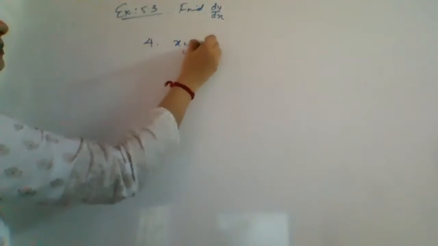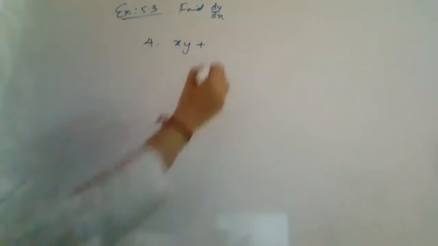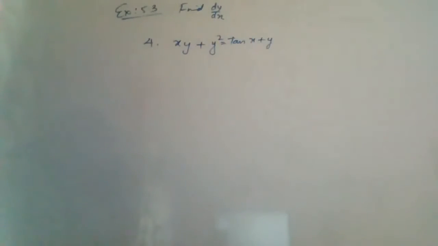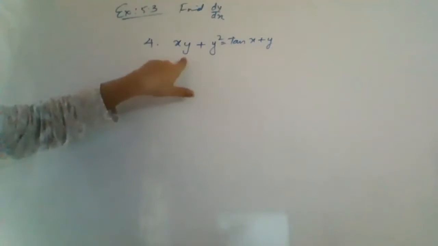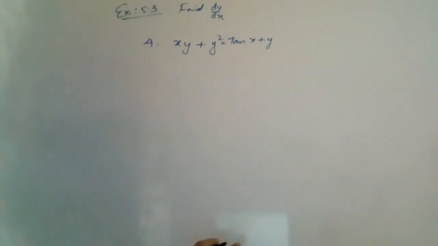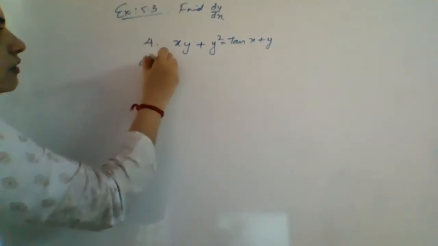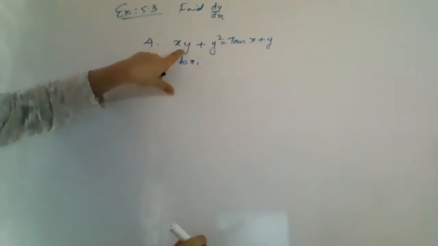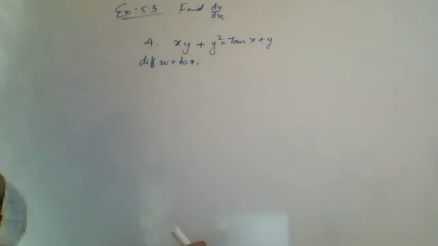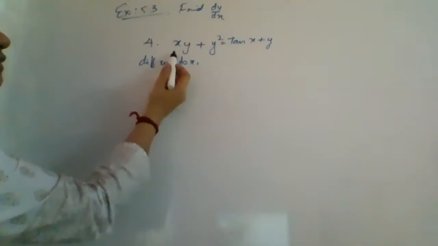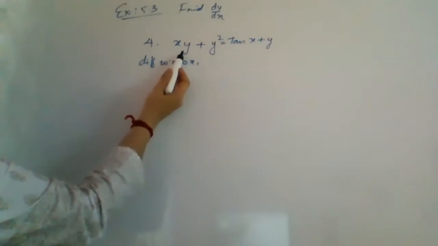Fourth one, xy plus y square is equal to tan(x plus y). Again, here you have y, y and y. That means all the three places you have y dash also. Okay, now differentiating with respect to x. This is again a product of two functions. X and y both are functions of x. So you have to use product rule in this term, xy. What is product rule? First function into derivative of second plus second function into derivative of first.